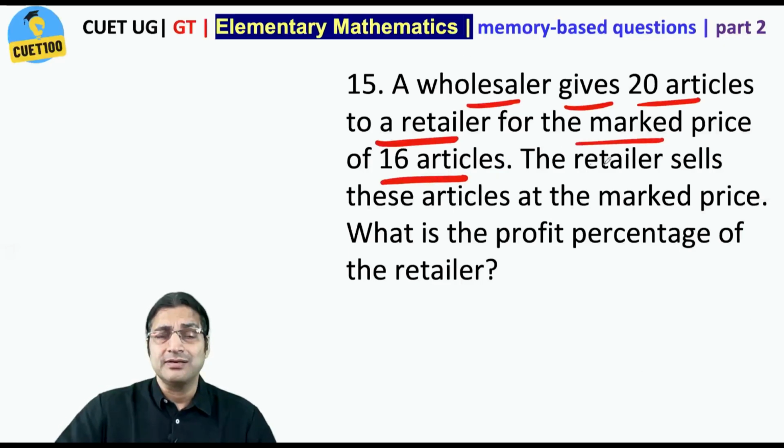Okay. A wholesaler gives 20 articles to a retailer for the marked price of 16 articles. Lucky retailer. The retailer sells these articles at the marked price. An honest person, it appears. What is the profit percentage of the retailer?